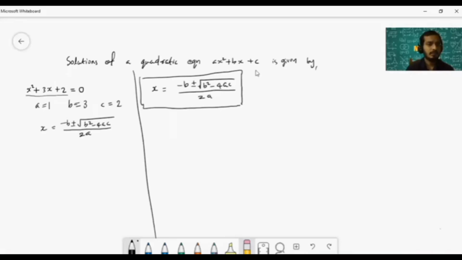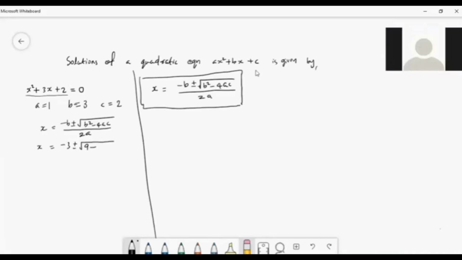Now we want to substitute these values in this formula. So we will get x is equal to minus B. B is 3, so minus B means minus 3. Plus or minus square root of B square, that is 3 square. 3 square is 9, right? Minus 4 into A into C. 4 into 1 into 2, that is 8.